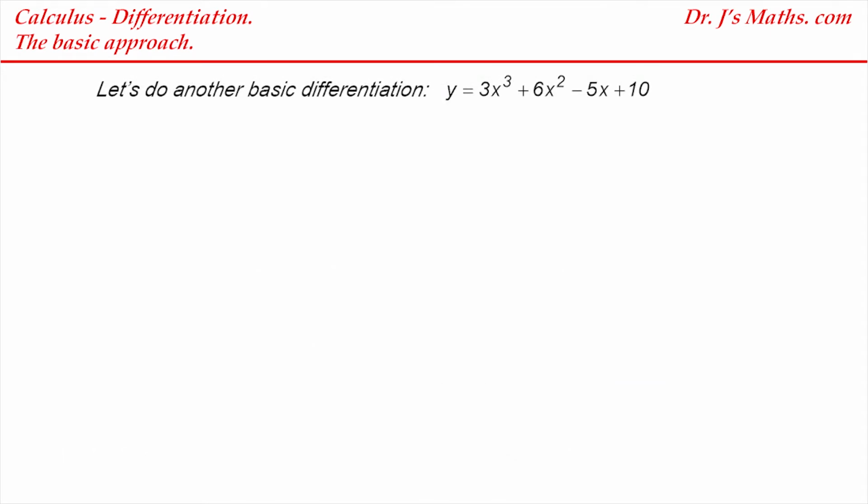Now we can look at a second example. We'll take y equals 3x cubed plus 6x squared minus 5x plus 10. Take the first term, 3x cubed, leave the 3 out the front. It's just a decoration. The x you can rewrite. Then the 3 for the index comes down the front to become 3 times 3x, and then we take 1 off the index, which is 3 minus 1, which is 2.